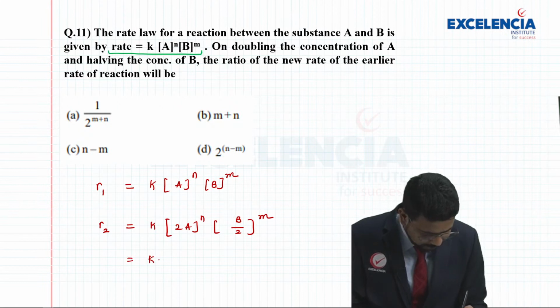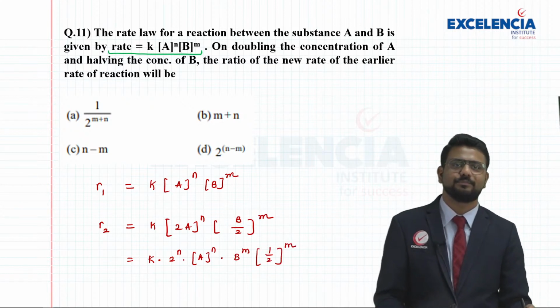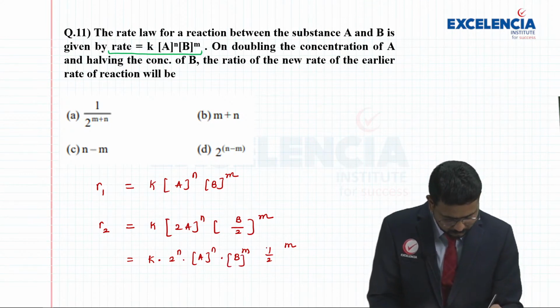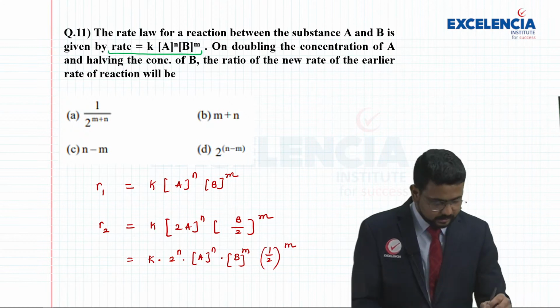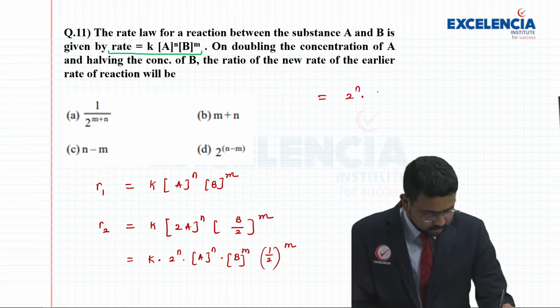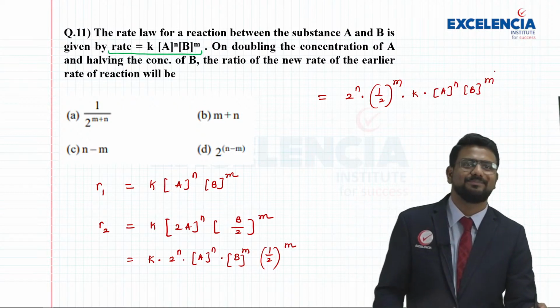So we can say it is going to be K times 2 to the power N, A to the power N times B to the power M, and we can say 1 by 2 to the power M, yes or no? Okay, let me put this in the concentration term, right? So now again, if I rearrange this, can I say it is basically 2 to the power N times 1 by 2 to the power M times K times A to the power N and of course B to the power M, yes or no?